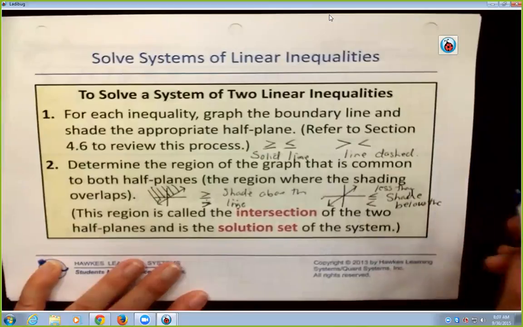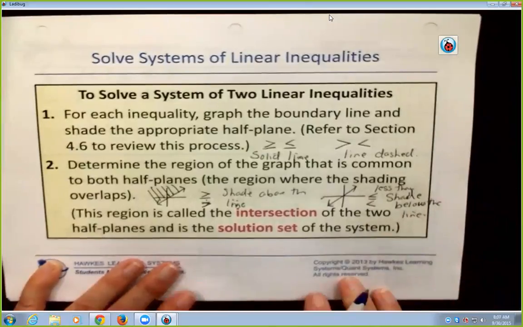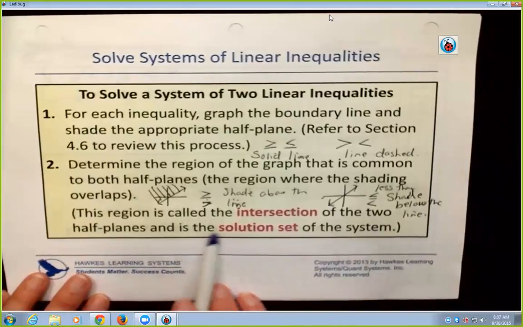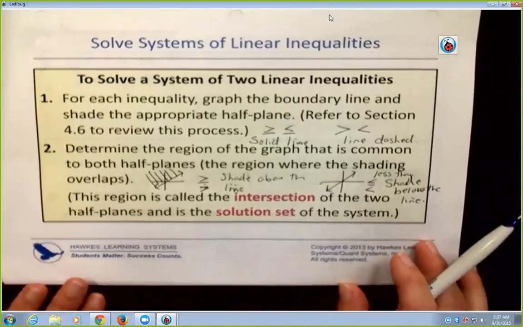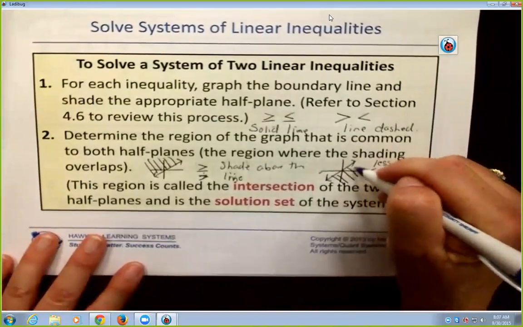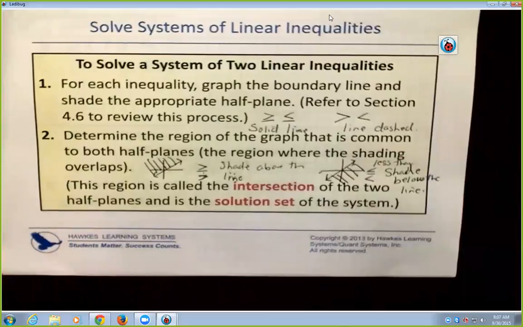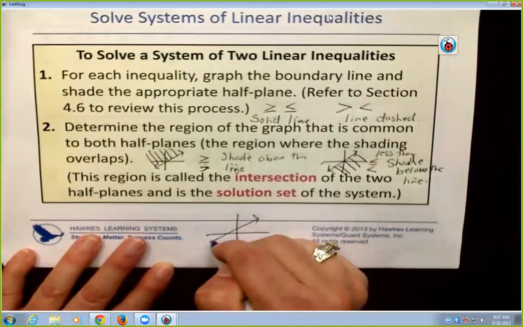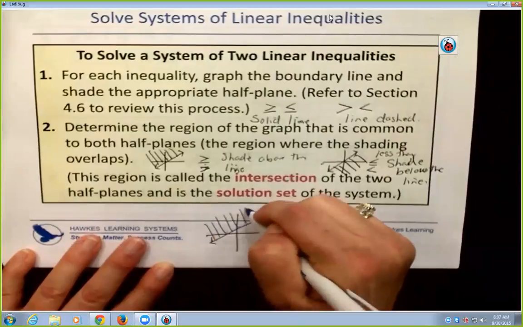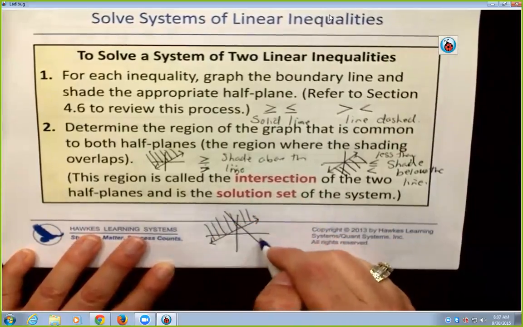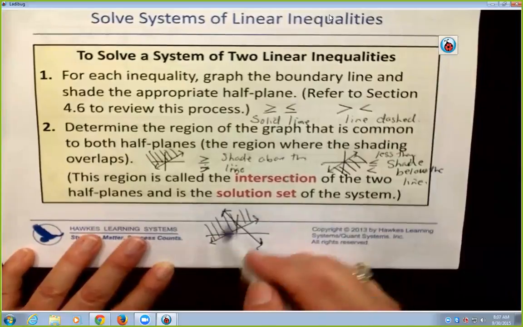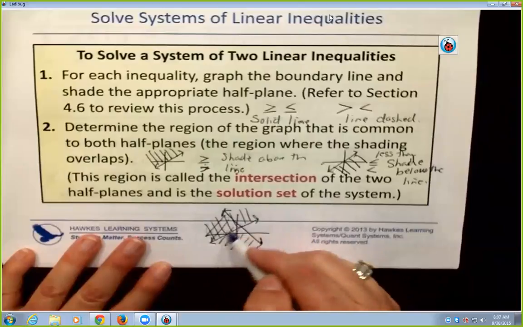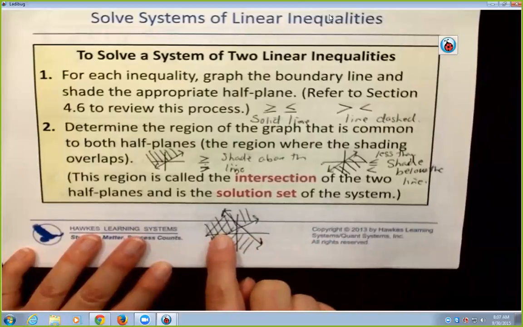So less than, shade below the line with those. This region is called the intersection of the two half planes and is the solution set to the system. So what would happen, I shade below my line in this case. And so what you're going to see when you graph one of these is one line will come like so, and you may shade above the line on that one. Another line may come in like so, and you shade below the line on this one. So your solution is going to be in that region where the two lines cross.